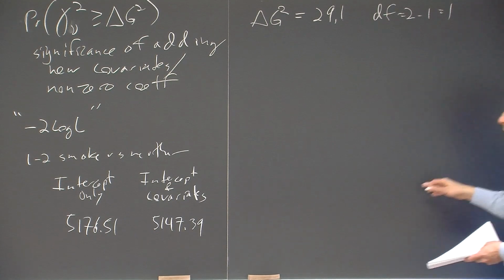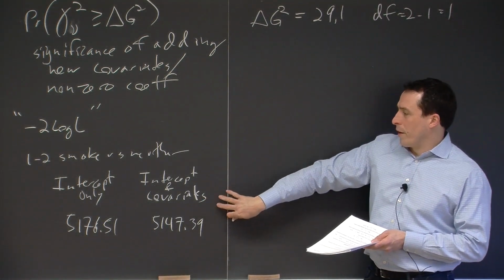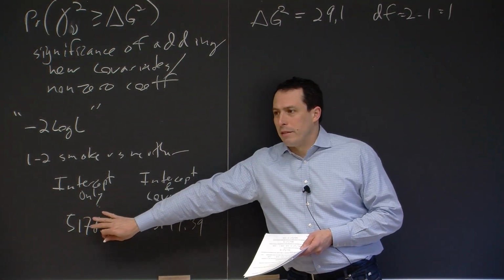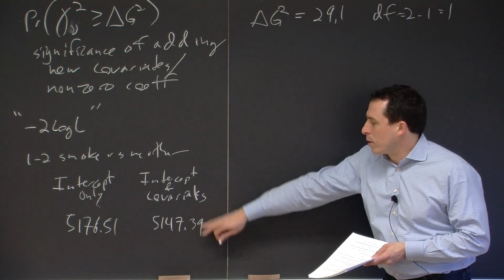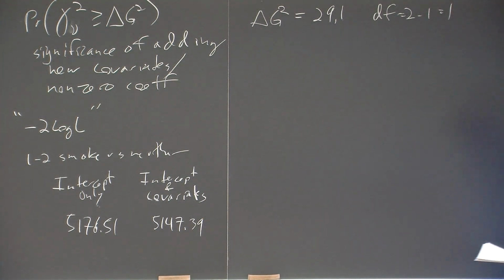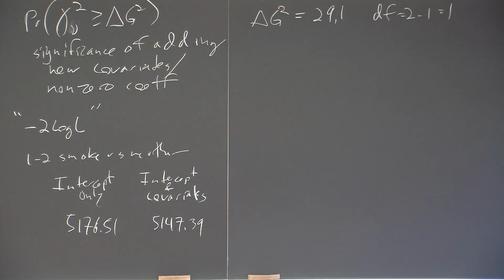That tells me that adding the covariate, adding in the factor of whether or not they smoke, as opposed to the intercept only, the baseline probability when neither parent smokes, significantly increases the fit of my model. And similarly, if I wanted to test jointly multiple of these, I could do that, or individually.